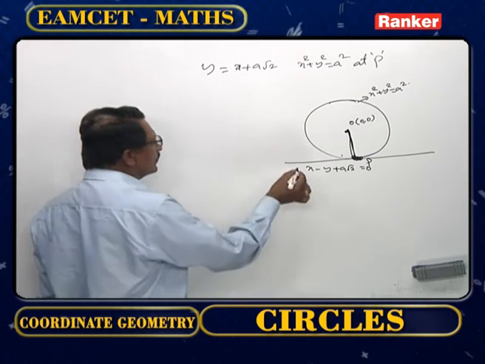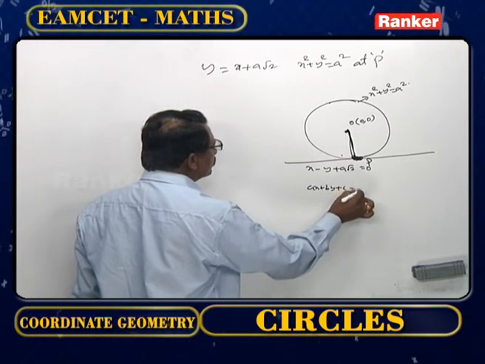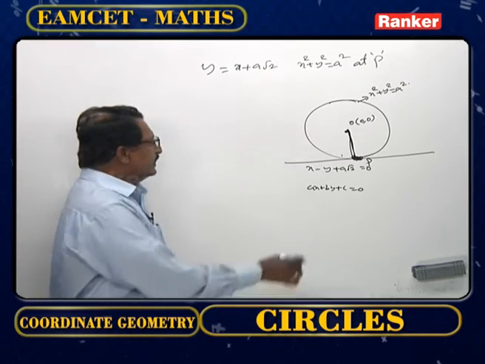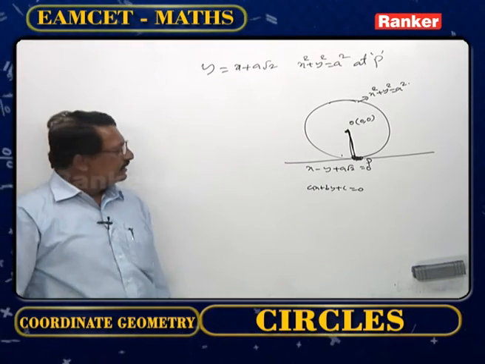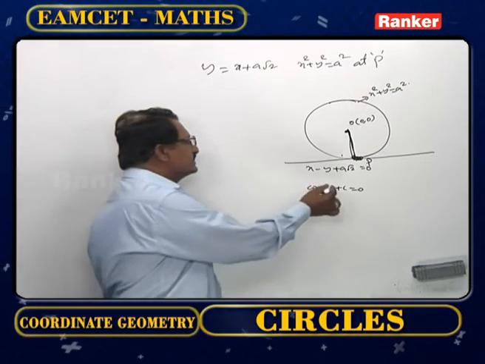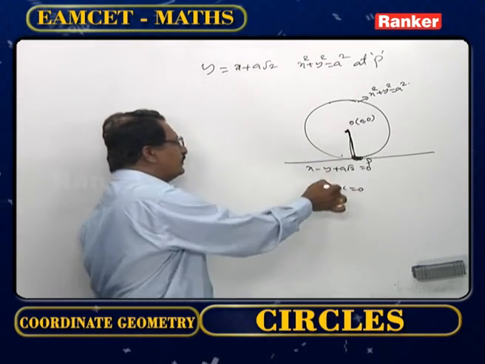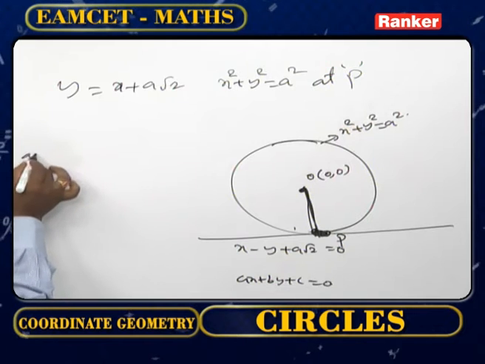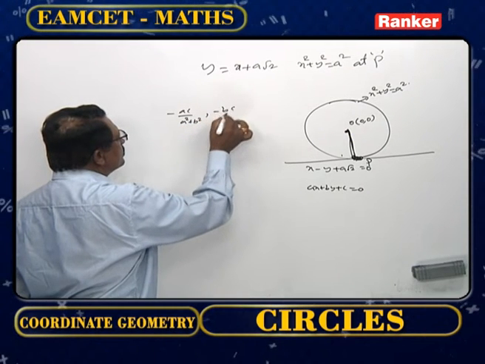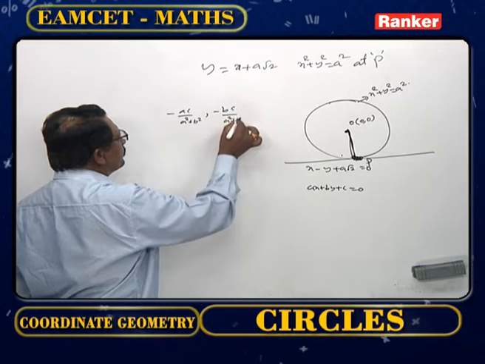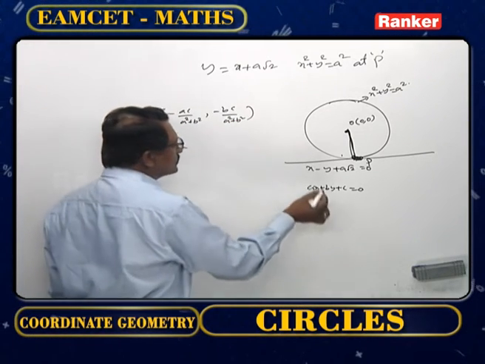Suppose the straight line equation is any general linear equation in x and y, ax plus by plus c equals 0. The tangent equation is ax plus by plus c equals 0. The point is 0, 0. Then the foot of the perpendicular from the origin on this line is minus ac by a square plus b square, minus bc by a square plus b square.